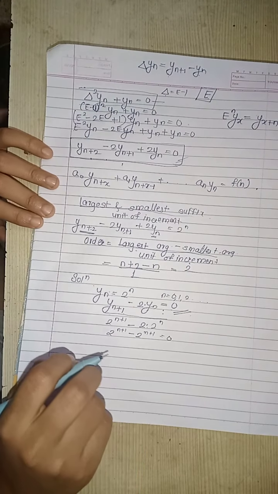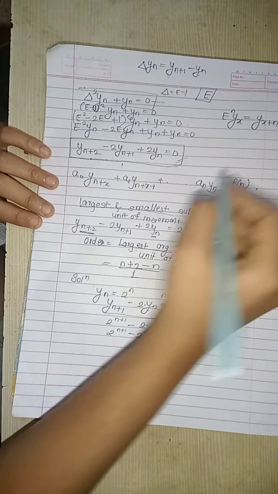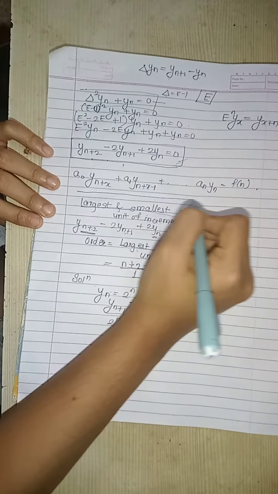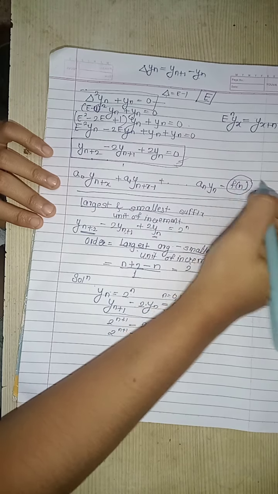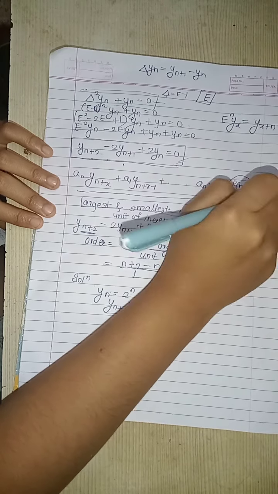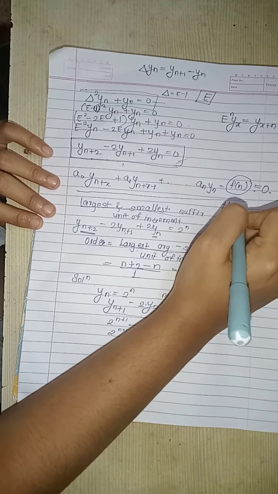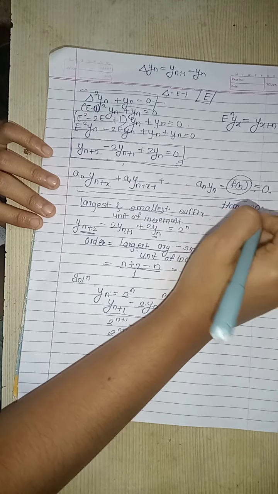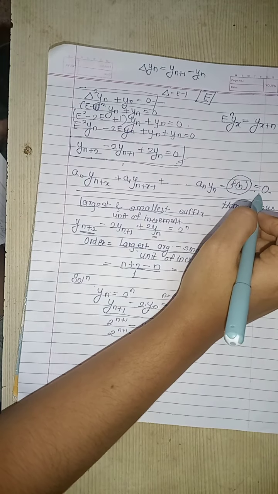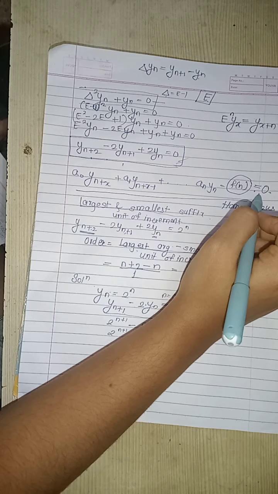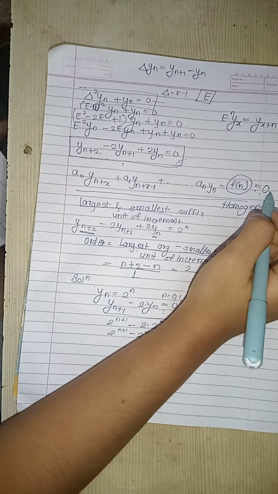Now, as we have seen before, this is the format of a linear difference equation. If fn is equal to 0, then this difference equation is known as a homogeneous difference equation, and if fn is not equal to 0, it is known as a non-homogeneous difference equation. We have seen this kind of concept earlier also.